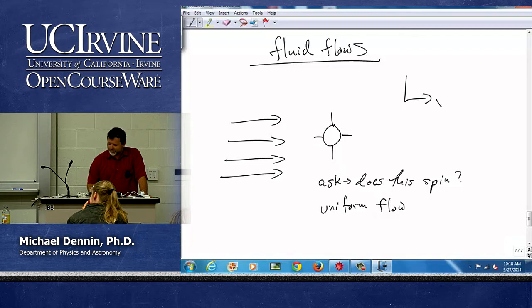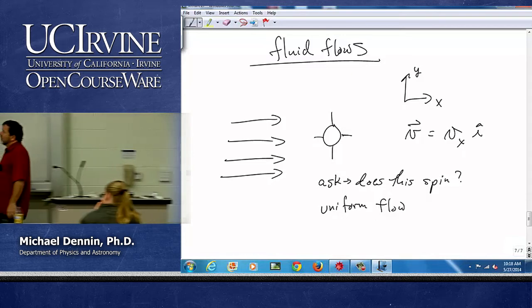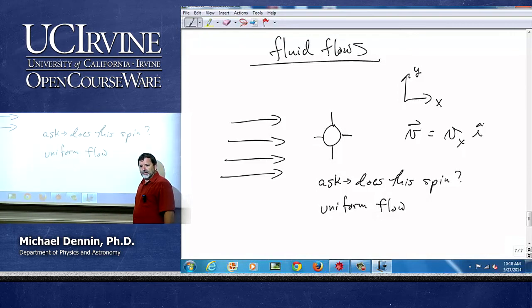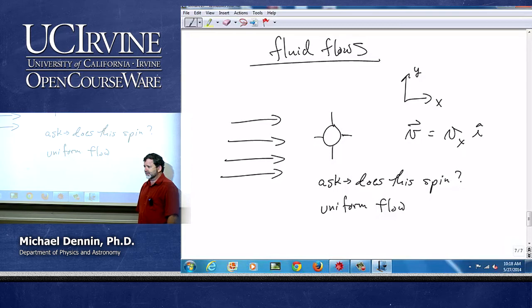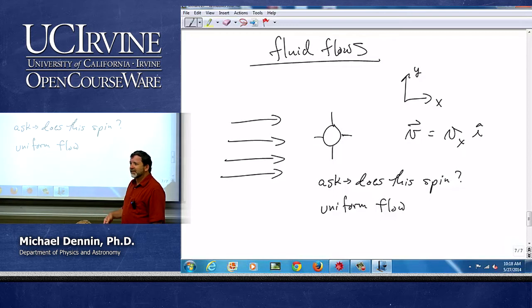So what would that look like? If I pick an x and y axis, this is a velocity field that only has an x component, and that x component is a constant, v sub x. Does this velocity field have a curl? If I take the curl of that, do I get 0 or do I get a non-zero value? Hopefully you can take the curl of a constant in your head. 0, because the derivative of a constant is 0.